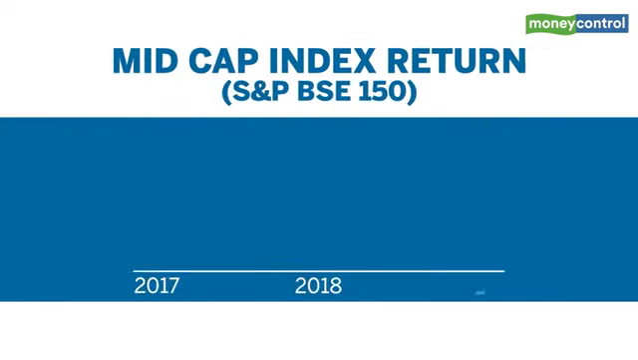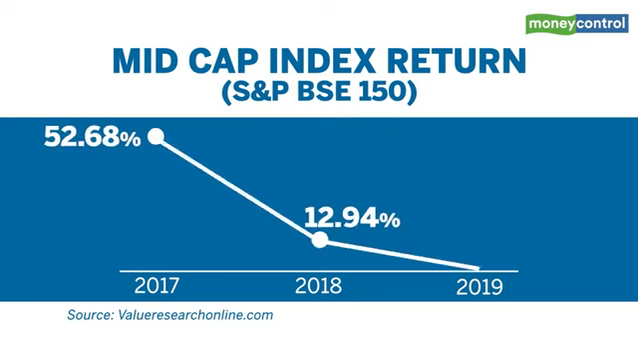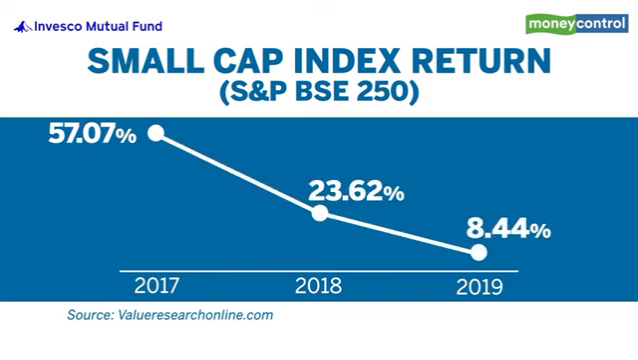Let's move to the mid cap index, the S&P BSE 150 Mid Cap Total Return Index. This one was up 52.6% in 2017, was down 12.9% in 2018, and in 2019 it was up only 0.88%. Lastly, the small cap index, S&P BSE 250 Small Cap Total Return Index. This was up 57% in 2017, down 23.6% in 2018 and down another 8.4% in 2019.